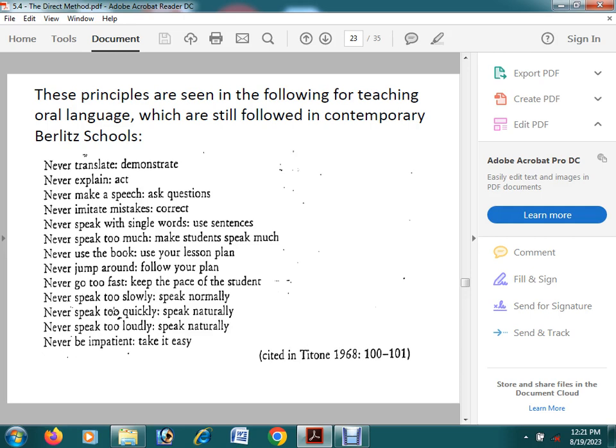They say sir, I cannot. In case of direct method, isolated vocabulary will not be taught. If you learn a word, try to learn the uses of that specific word in a sentence. Not one sentence, 2 or 3 sentences. So in this direct method, initiate that approach. And never use the book, use your lesson plan.